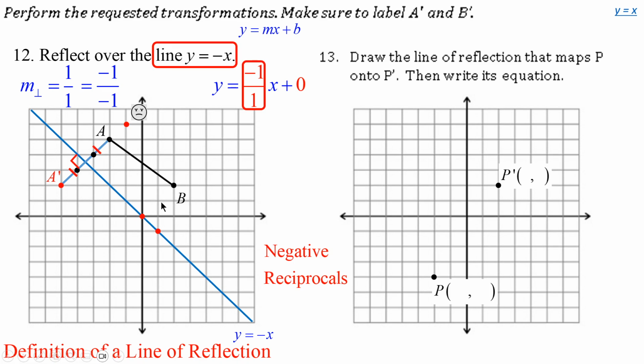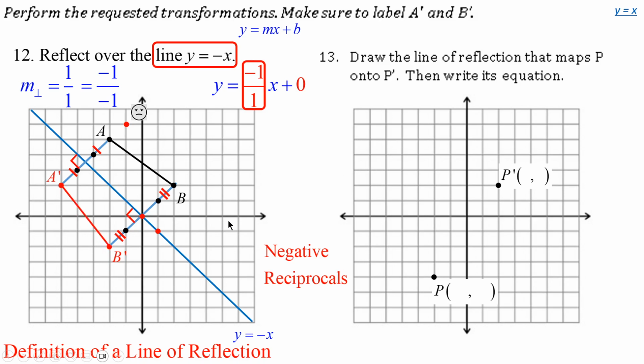Now, let's do the same thing over here. Negative 1, negative 1. Negative 1, negative 1. Is that far enough? No, I need one more. Negative 1, negative 1. And that's my B prime right there. And again, 90 degrees. Look at the length of those two legs. There is my segment A prime, B prime right there.